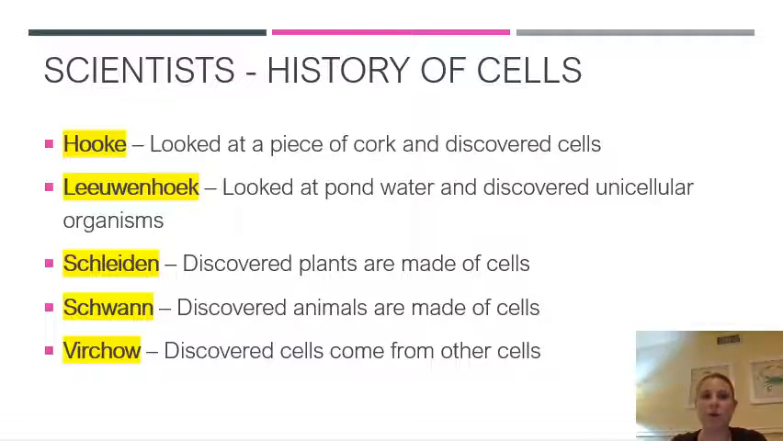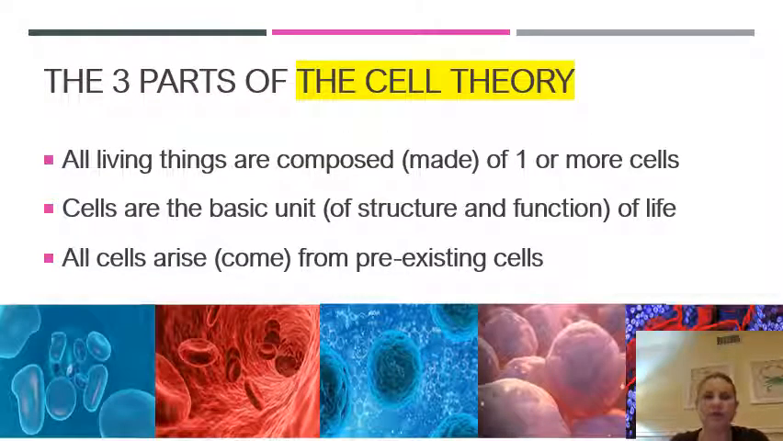Then we have Schleiden, Schwann, and Virchow. And I've reviewed this several times with you guys. Schleiden discovered that plants were made out of cells. And then Schwann, kind of sounds like swan, discovered that animals are made out of cells. And then lastly, Virchow discovered cells come from other cells. They helped to come up with this thing that we call the cell theory.